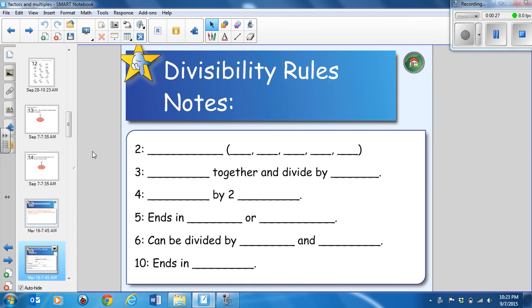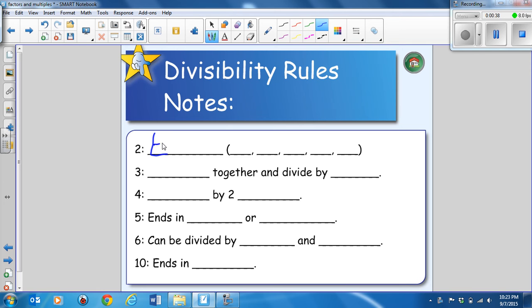So in your notes, 2. You know a number is divisible by 2 if it's even. Okay, so if the number's even, it is divisible by 2. So let's talk about what our even numbers are. They're anything that ends in a 2, a 4, a 6, an 8, or a 0. So 10, 20, 30, 40. These are all your even numbers. So if they end in this number, you can divide by 2.